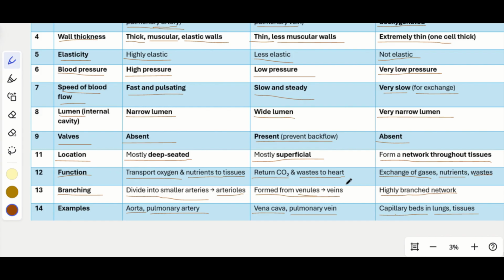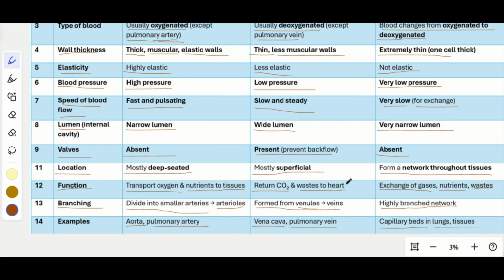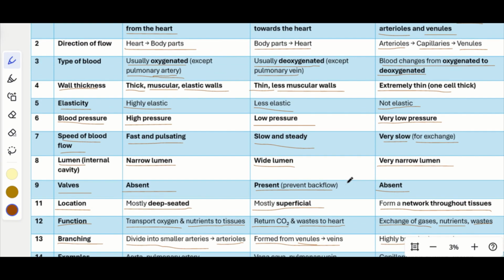So this is what we have to understand about the blood vessels. Be very careful here about the pulmonary artery and the pulmonary vein. Don't mix them. This will be very helpful while we are learning about the heart and the double circulation and all other parts in this lesson. So revise this portion very carefully.